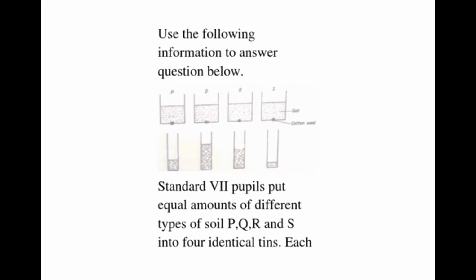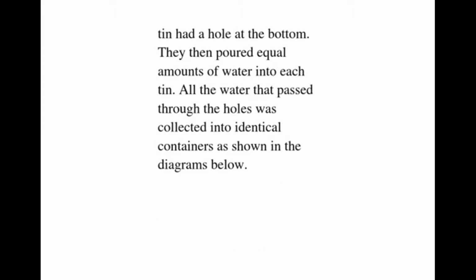Use the following information to answer the question below. Standard 7 pupils put equal amount of different types of soil P, Q, R and S into 4 identical tins. Each tin had a hole at the bottom. They then poured equal amount of water into each tin. All the water that passed through the hole was collected into identical containers as shown in the diagram below.